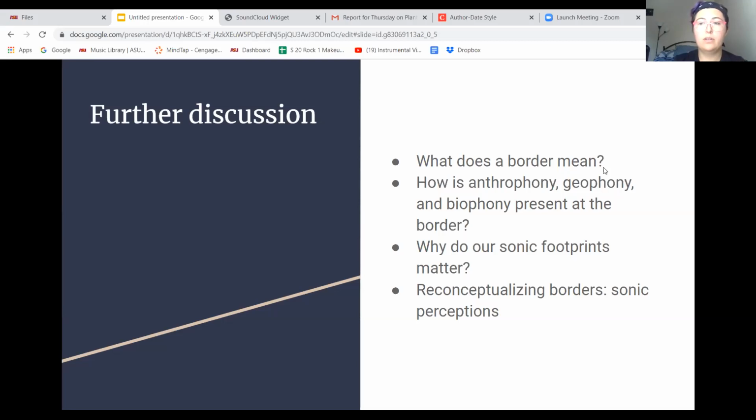Other borders might be technology, how we have to learn through technology now. So a lack of interface with person-to-person interaction could create a border.